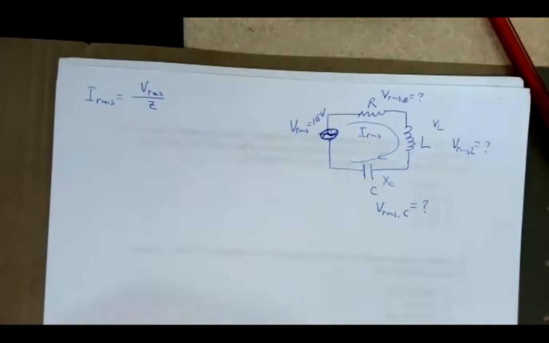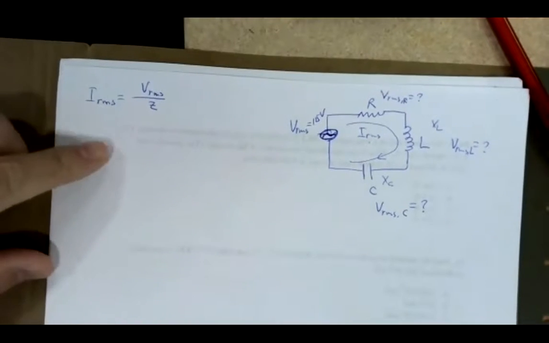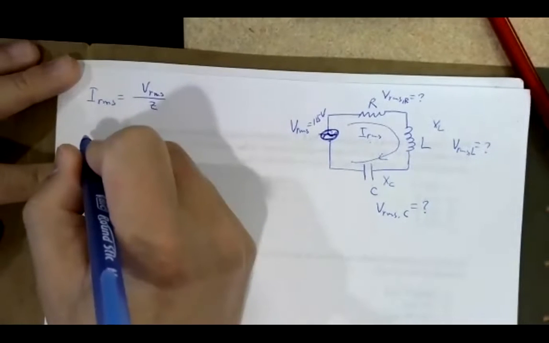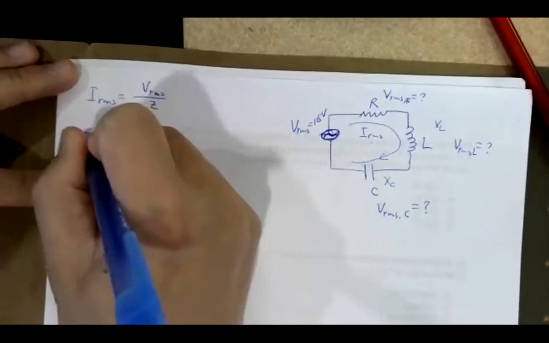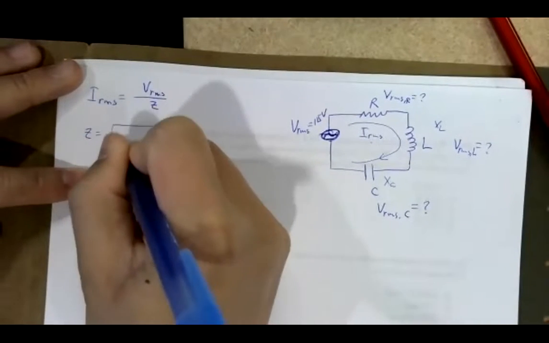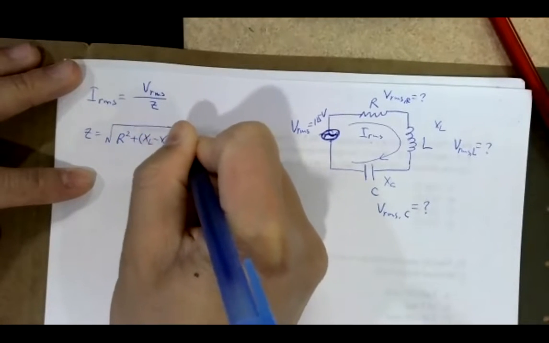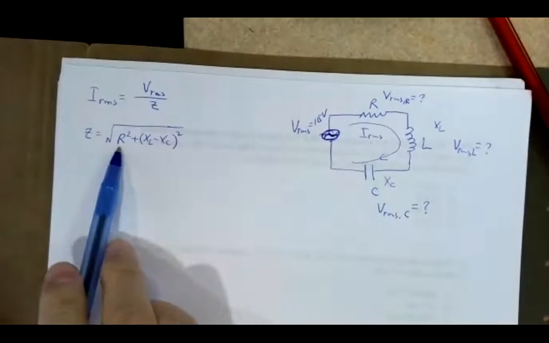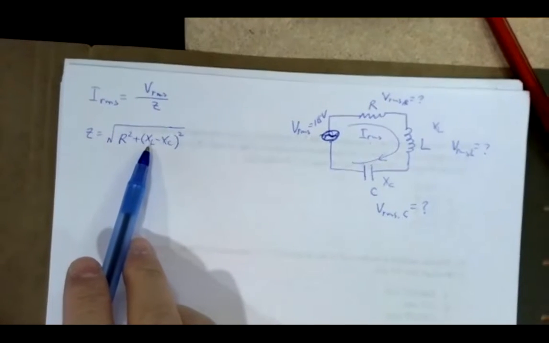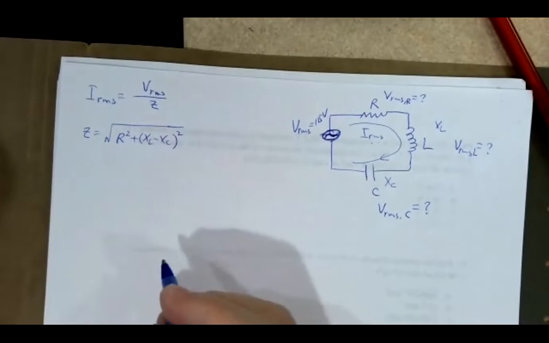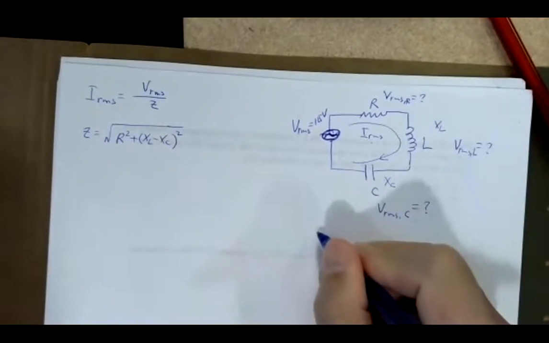So it looks like we have to calculate the impedance. Z for the impedance is the square root of R squared plus XL minus XC, squared. We have R. We can also calculate XL and XC because we are given the inductance and the capacitance of the capacitor. We can do that, so let's calculate those first.